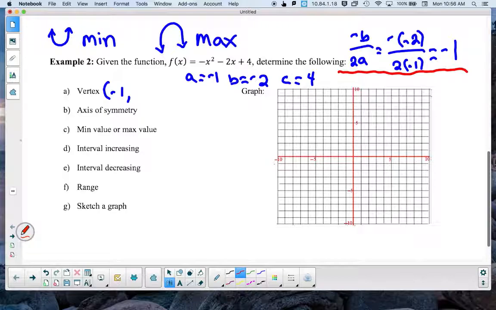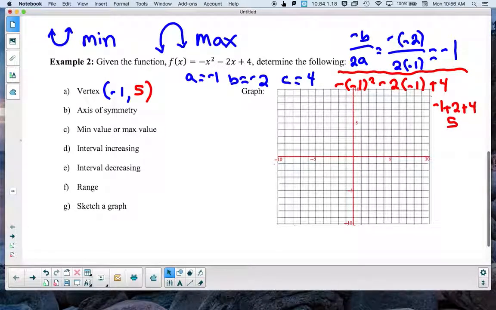If I plug negative 1 in, I'm going to get negative 1 squared minus 2 times negative 1 plus 4. Simplifying that, negative 1 squared gives me a positive 1, but there's a negative in front, so I've got negative 1 plus 2 plus 4. That will simplify to positive 5. So the y value of that vertex is 5. Go ahead and plot that point on your graph. So at negative 1, positive 5, big fat dot right there.